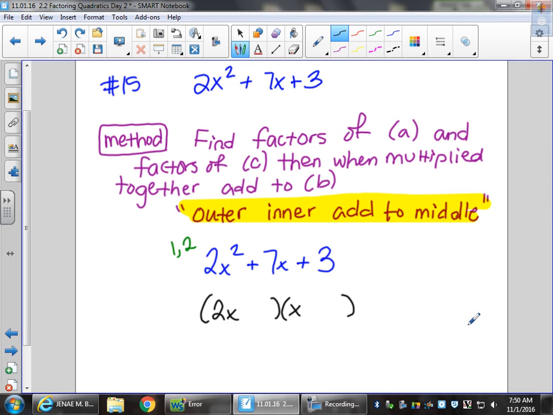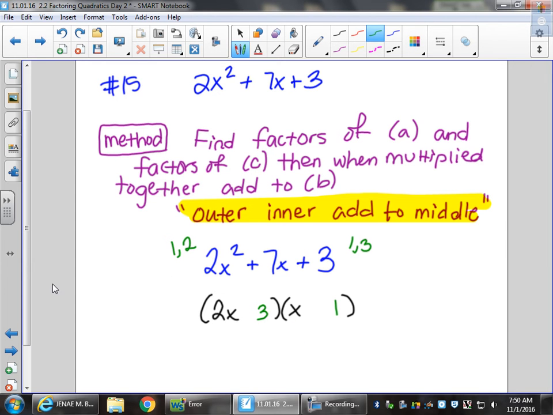Pencil is key because we're going to be guessing and checking outer, inner, adds to middle. So what are factors of 3 that we can try? 1 and 3. Good. Where do you want to put 1 and where do you want to put 3? Do you want to put 1 in the first or 1 in the second? 1 in the second.